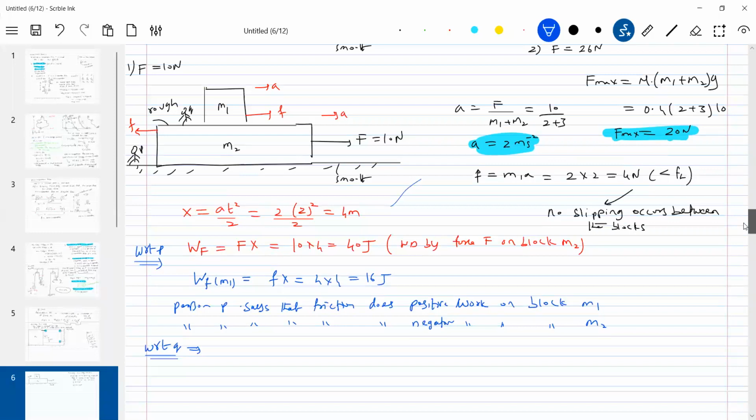No. What is the work done by the friction according to person Q? What is person Q? What is person P? Is the inertial frame, no? Person P is what? Inertial frame. What about person Q? Accelerating frame, non-inertial frame.